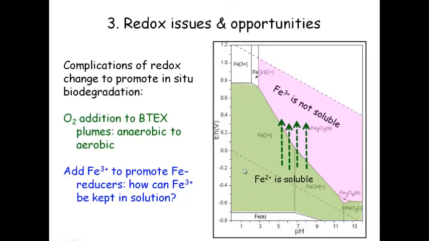So is there some place where iron 3+ is soluble? Well, yes, under extremely oxidized, extremely acidic conditions. Very unlikely that bacteria will enjoy those conditions. So again, we get limits on what we can do and some suggestions of what we have to be aware of when we start bringing about changes in the subsurface.